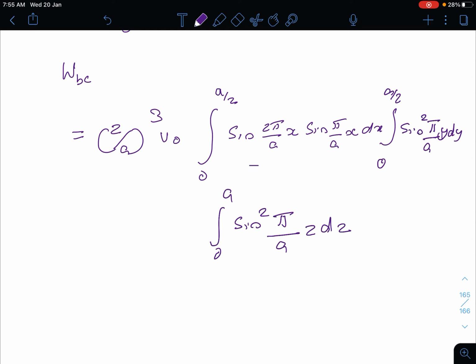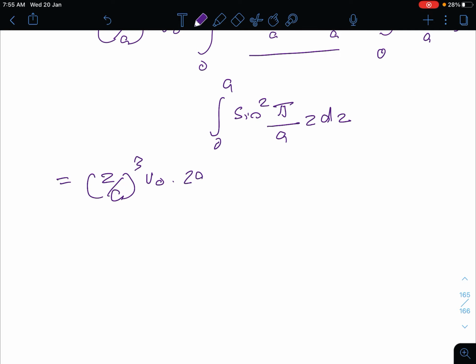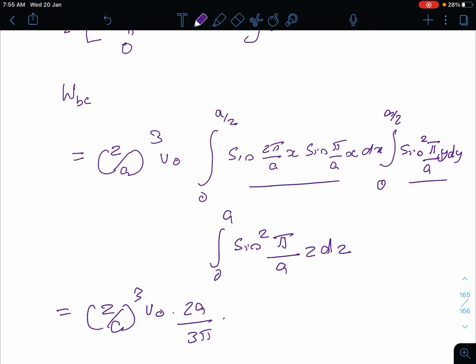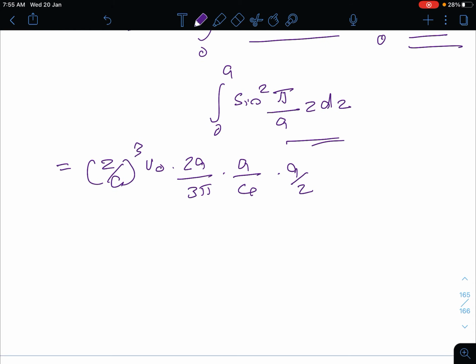Okay, so when you do this integral, we already got it as 2 by a whole cube V0. This integral we already got as 2a by 3 pi. The next integral we already know, we have done it first. These integrals are simply a by 4 and a by 2. So 8 and 8 get cancelled. A cube and a cube get cancelled. So what would be this V0?